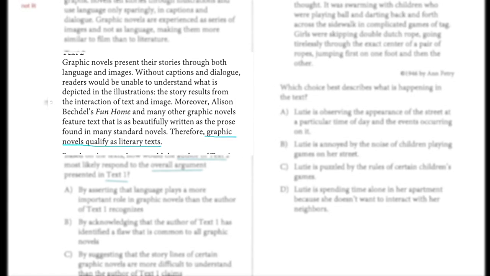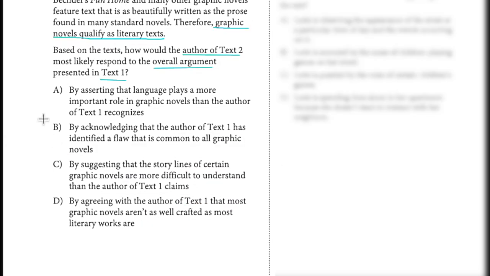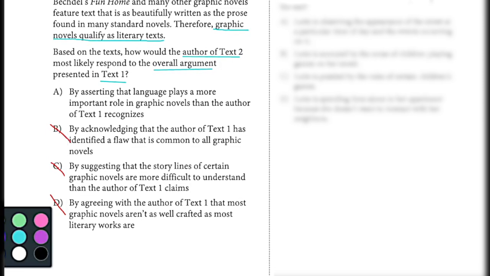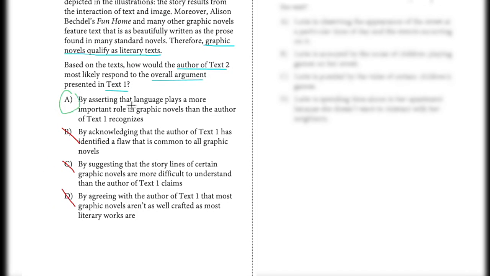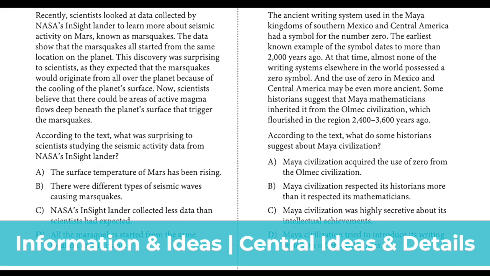So basically, we're looking for a complete disagreement. The author of text 2 would say, no, they are literature. By asserting that language plays a more important role in graphic novels than author 1 recognizes, maybe. By acknowledging that the author of text 1 has identified a flaw, no. By suggesting that the storylines of certain graphic novels are more difficult to understand, no, it just says that they're kind of on par. By agreeing that most graphic novels aren't as well crafted, no. So it's got to be A. And we did see a mention of language playing an important role as well. So there we go.